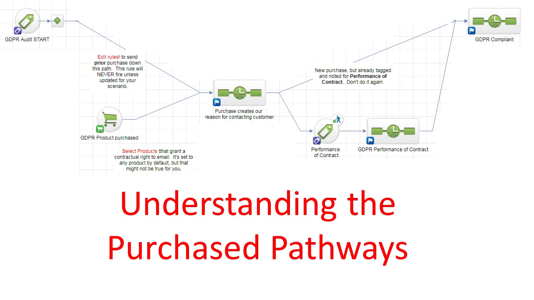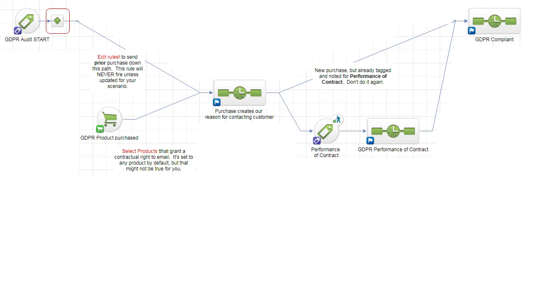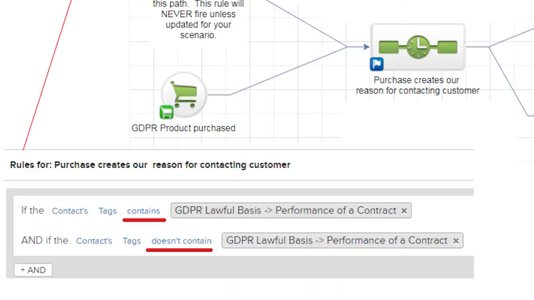Next, we're going to take a look at the pathway a contact takes if they've already made a purchase. You'll have to edit this rule before publishing the campaign. Everybody has their own way of tagging purchases, so out of the box, it's set to fire when a logical impossibility exists. That's never. You're going to want to fire this when the contact does not already have the performance of a contract tag, and they have other tags you know to mean that you have a contract in place.